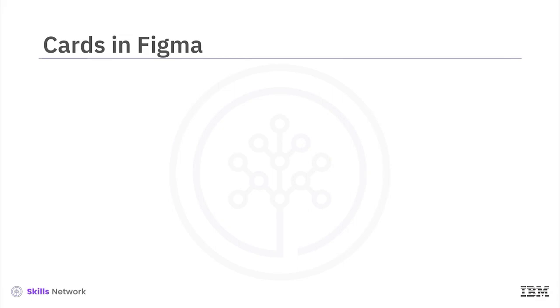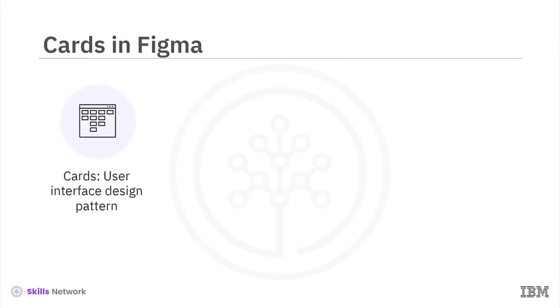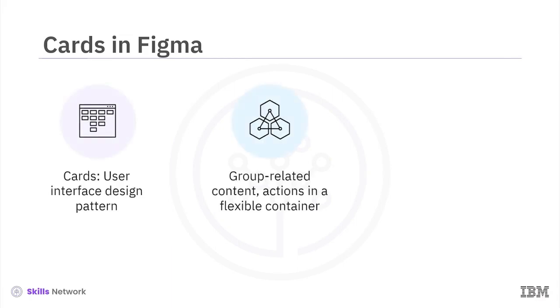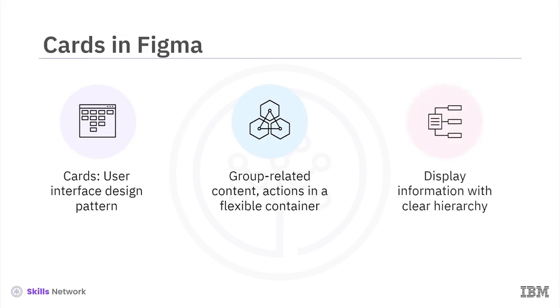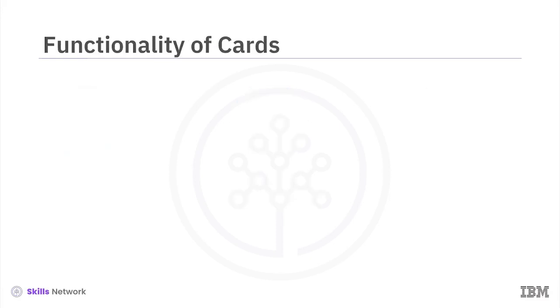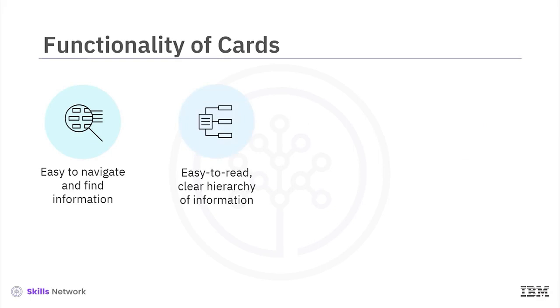In Figma, cards are a user interface design pattern to group related content and actions in a flexible and extensible container. You can use cards to display information such as text, images, and links. And cards provide an easy-to-read format with a clear hierarchy of information. Cards help to group related content and actions in flexible and extensible containers and make it easy to navigate and find information. Cards provide an easy-to-read format, a clear hierarchy of information, and customization of design elements.